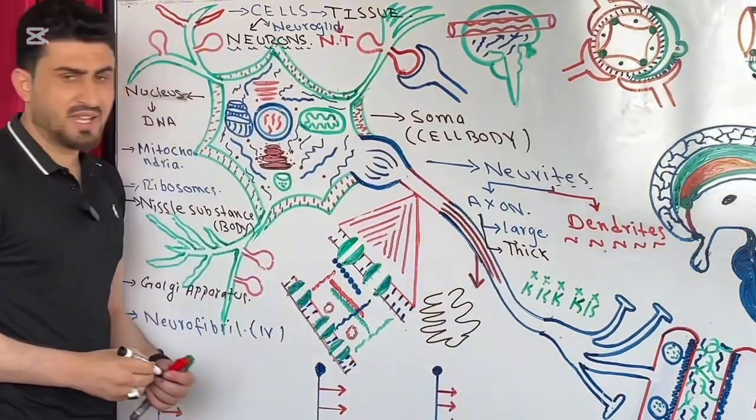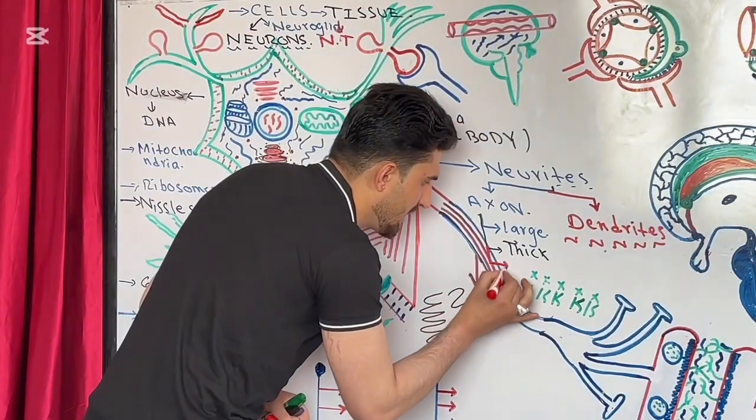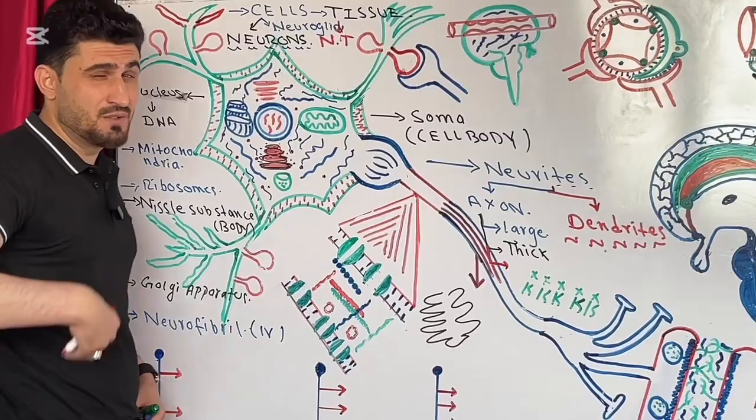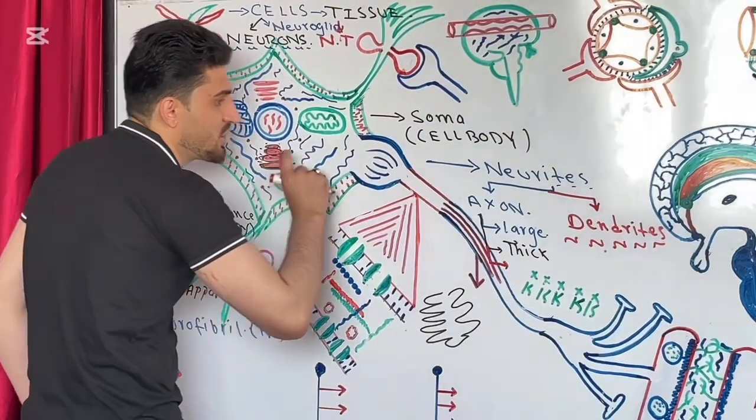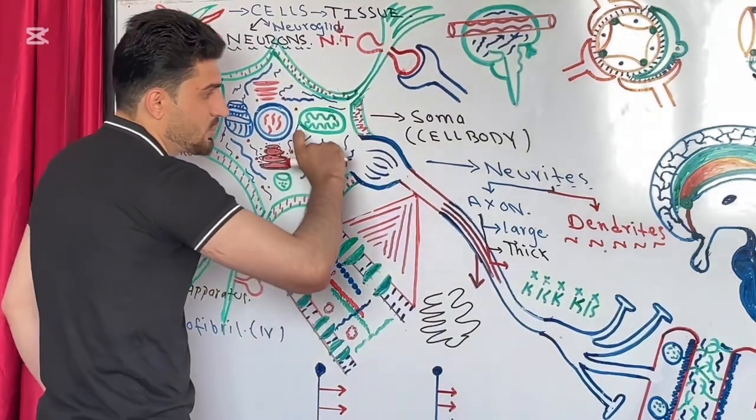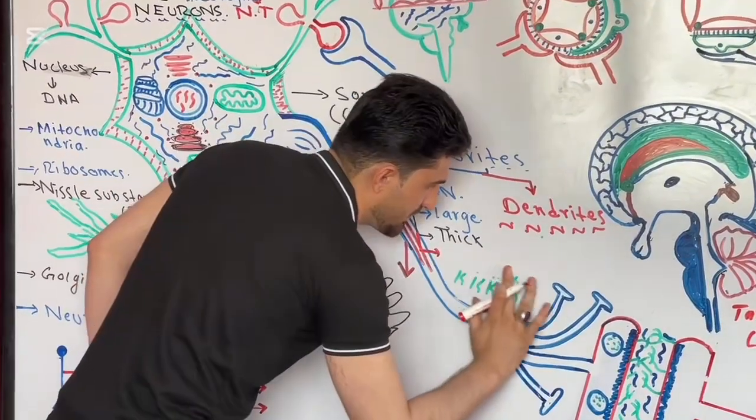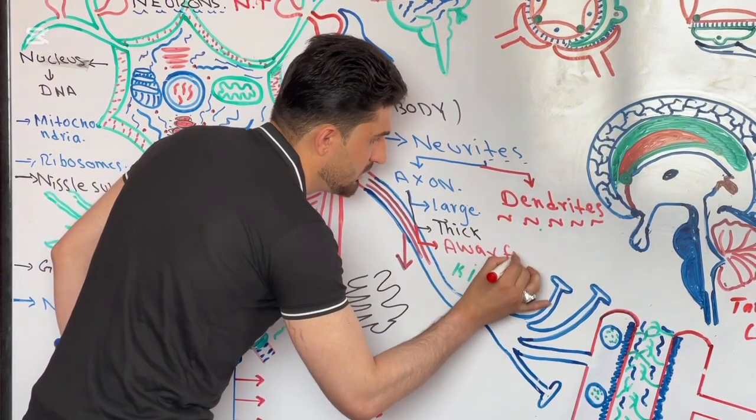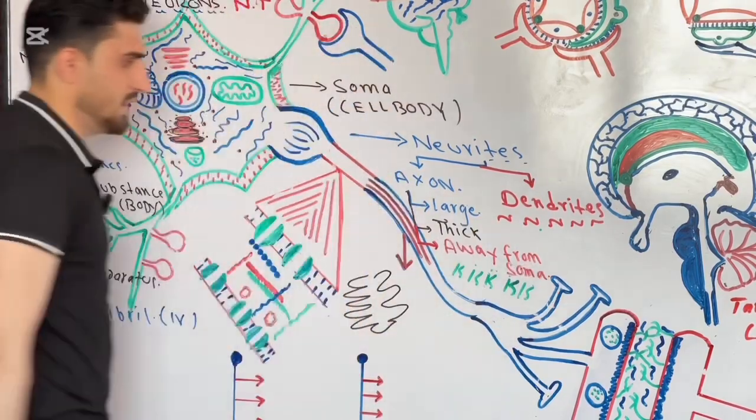It is thick. Number three, the important thing, axons transmit signals or action potential, which we will talk about in a future video lecture. It carries action potential or stimulation away from the soma. Very good.